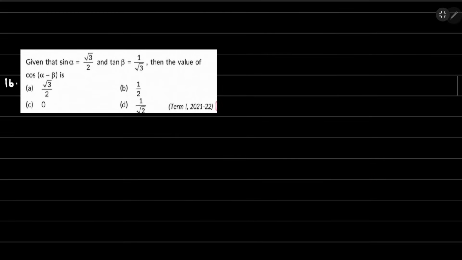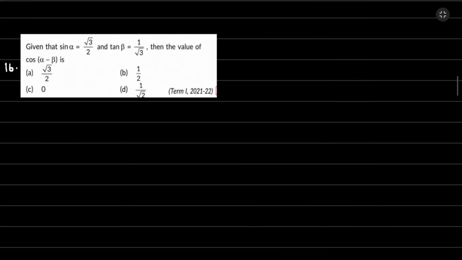Question number 16. Given that sine alpha is equal to root 3 by 2 and you're given tan beta is 1 by root 3, then the value of cos of alpha minus beta is. So let's do it. If sine alpha is equal to root 3 by 2, sine of which angle is root 3 by 2? It is sine 60. So on comparing, you get alpha is equal to 60 degrees.